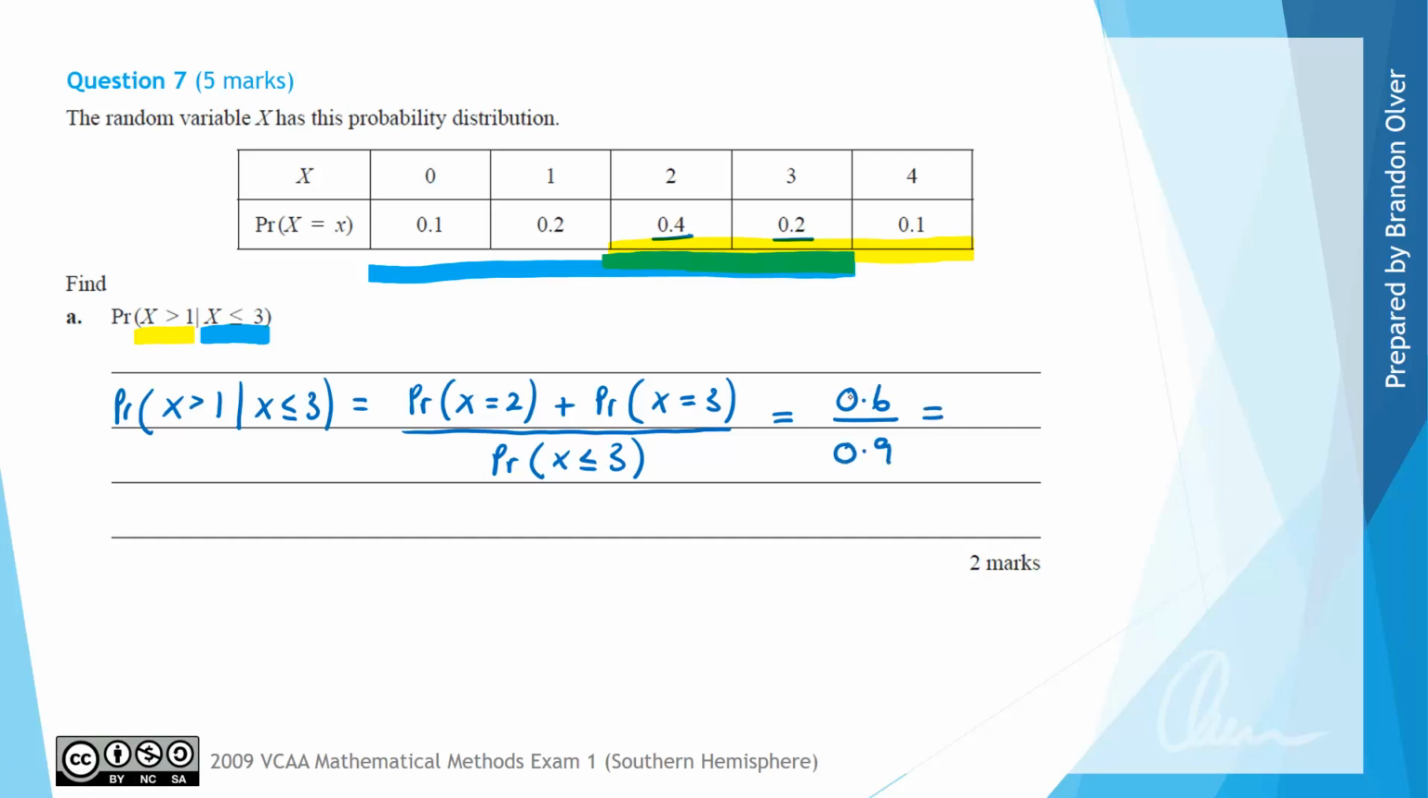So we don't usually leave decimals in fractions, so we can simplify this to be 6 over 9, or another way of writing that in its simplest form is 2 over 3. So that is the answer for part A of this question.